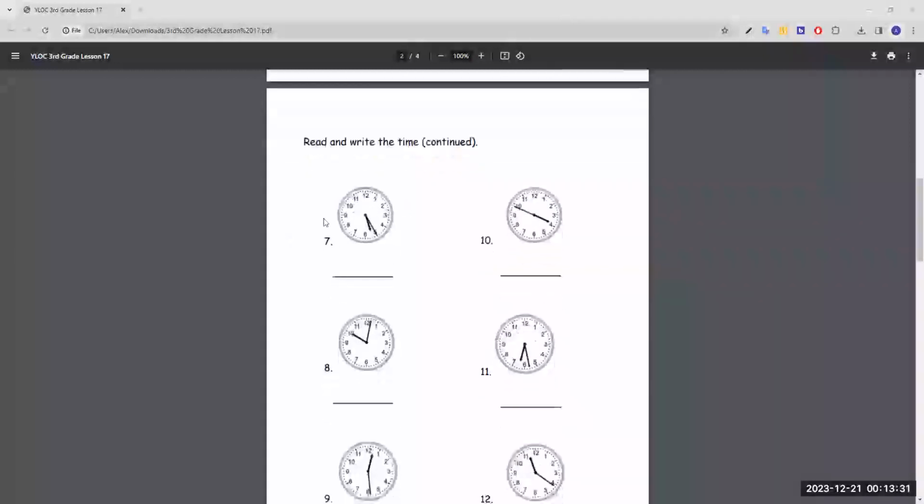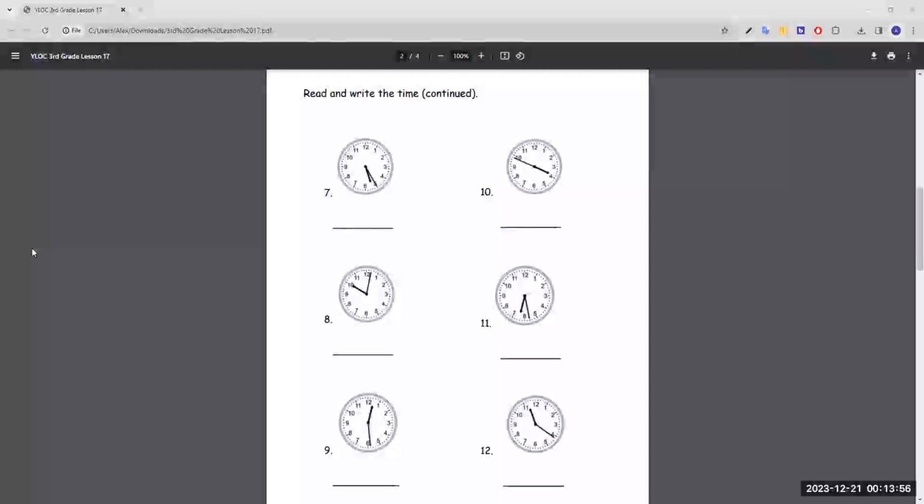Now, reading and writing the time continued. Number 7, the hour is in between 5 and 6, so it would be 5. And the minutes is exactly on 5, so we would just do 5 times 5. And that would get us to 25.